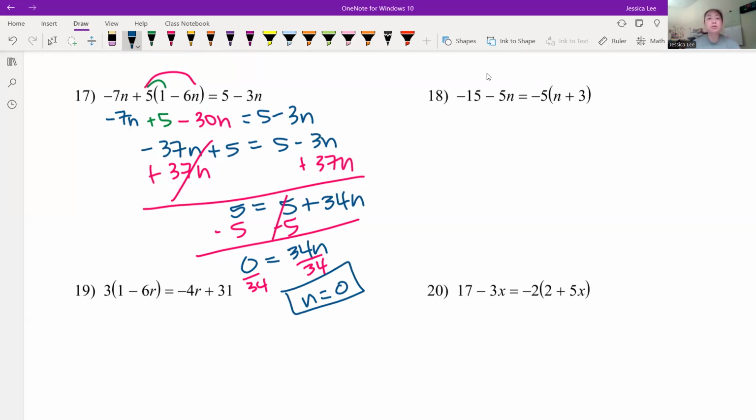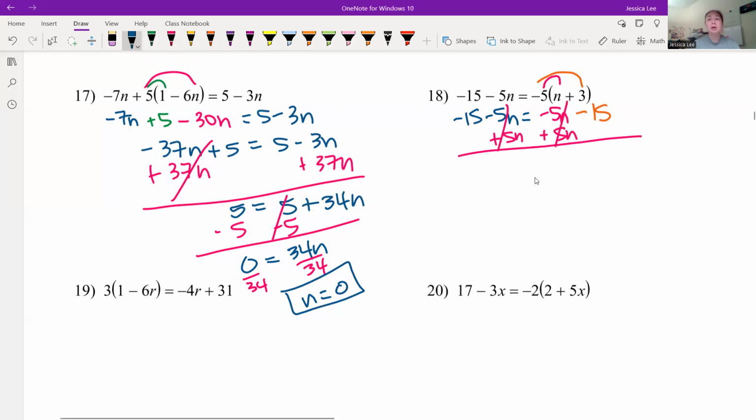Okay. Again, we're going to just distribute this as number 18. We got, just copying down the things that we don't need to work on yet. And we have negative 5 times n, which is going to be negative 5n. And then we have negative 5 times 3, which is going to be minus 15. And then we're going to get the n's together. We got plus 5n, plus 5n. Oh, look, they both cancel out. Weird. And all we have left is negative 15 is equal to negative 15.